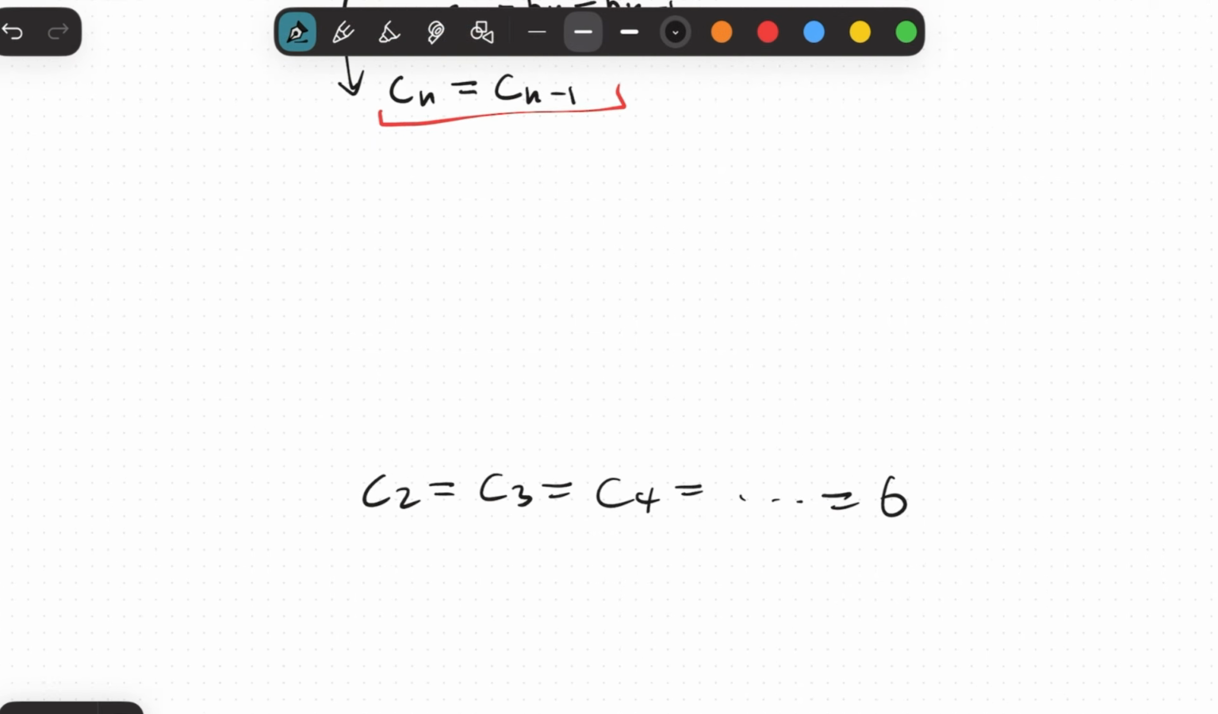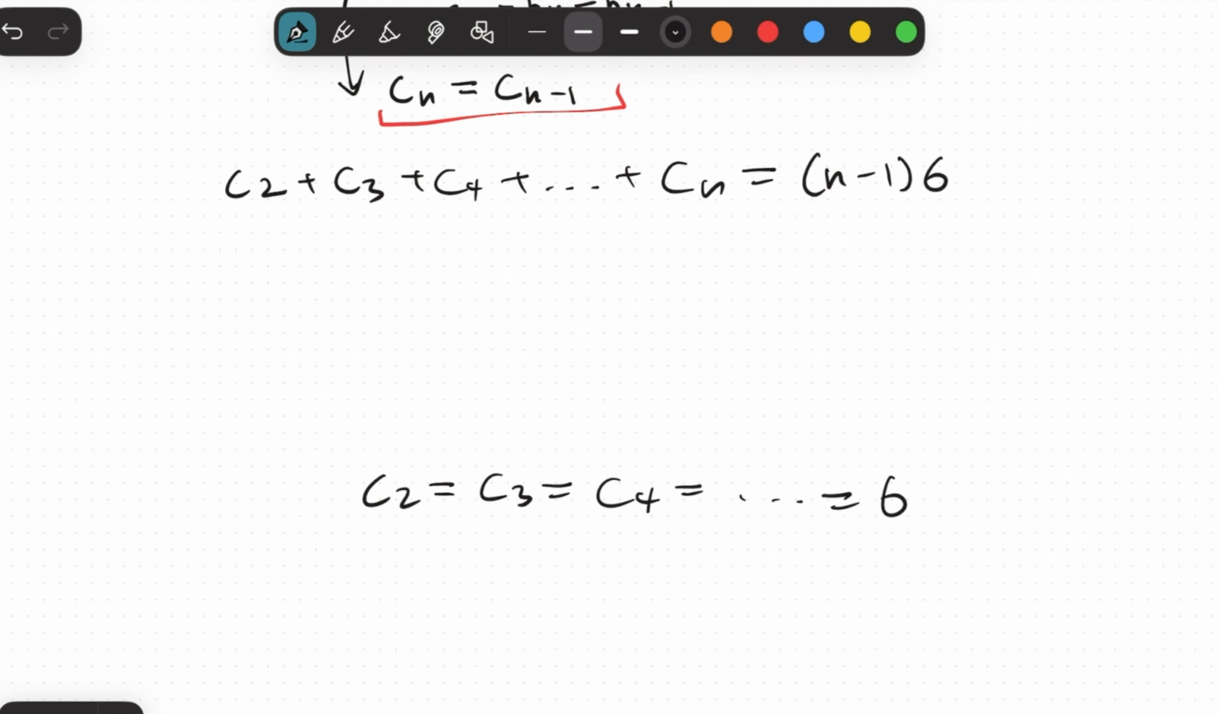Well, I want you to consider the sum C2 plus C3 plus C4 plus all the way to Cn. What is this equal to? Well, each of them is just equal to 6. No brainer, right? And how many terms are here? Well, there are n minus 1 terms, right? So that's n minus 1 times 6. Now, what can we do with this?